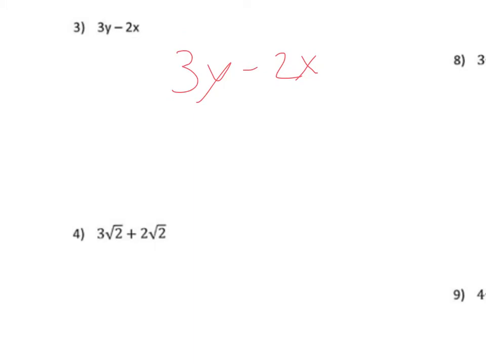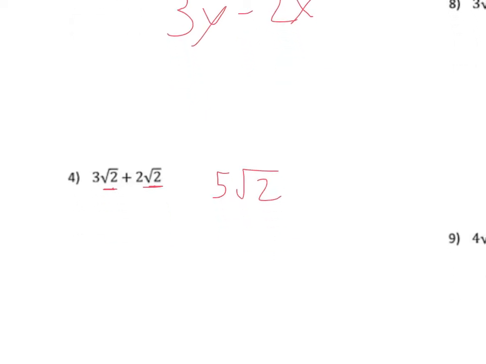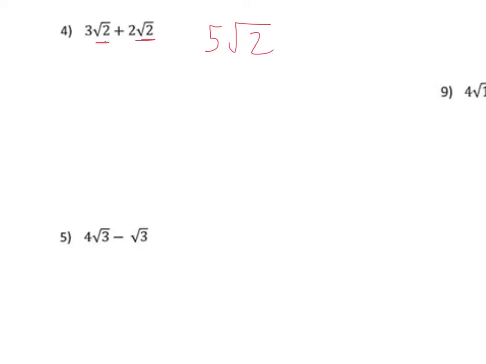So we have 3 rad 2 plus 2 rad 2. So now take a look. Imagine our rad 2's as if they were x's. If we have 3x plus 2x, it would be a 5x. So same thing here, 3 rad 2 plus 2 rad 2, we get 5 rad 2. These are going to get a little harder, so let's pay attention and make sure we understand what's going on.